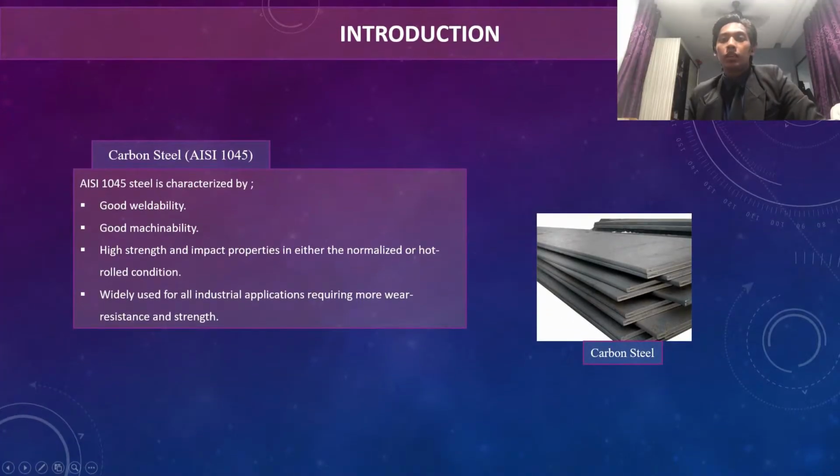We use carbon steel AISI 1045 as our workpiece material. Why? Because it has good weldability, good machinability, high strength impact properties, and is widely used in all industries. And lastly, compared to other materials, this steel is low cost and suitable for any type of machining.